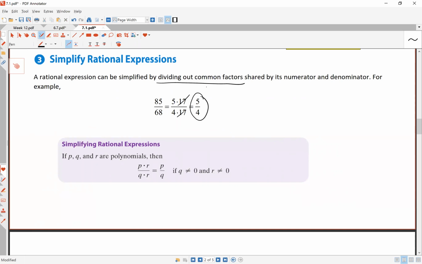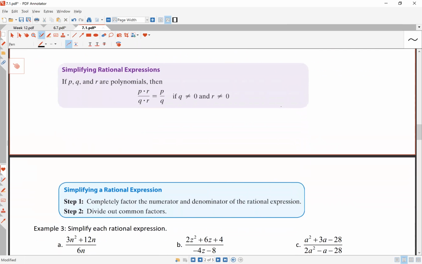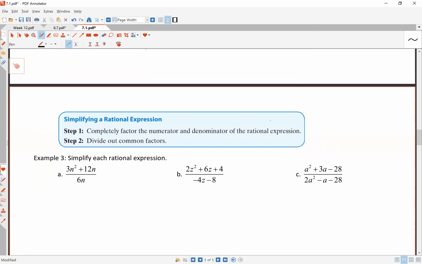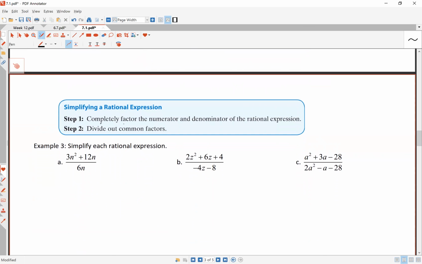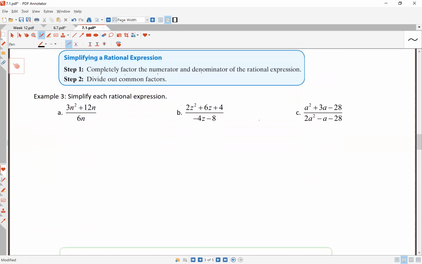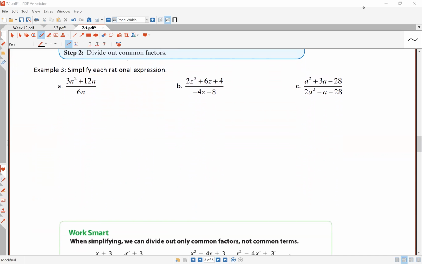So this is where all the factoring tools or factoring techniques take over. To simplify a rational expression, we factor the numerator and denominator and cancel the common factor. So you have to always completely factor the numerator and denominator and then divide them out. So as long as you are making sure to factor first and then divide out common factors, this is pretty straightforward.